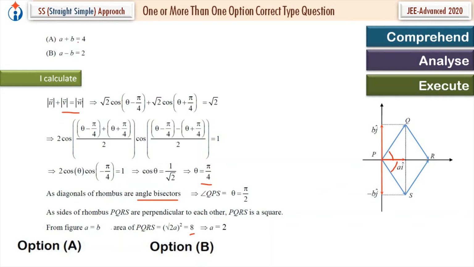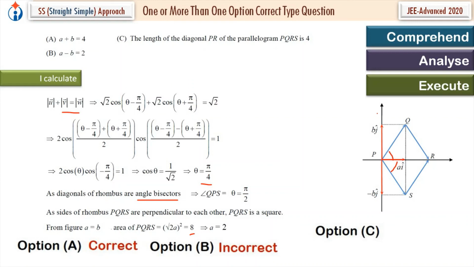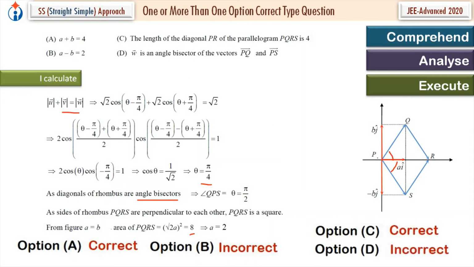So let's look at the options given. A plus B equal to 4, correct. A minus B equal to 2, incorrect. Option C, the length of the diagonal PR, which is 2 times A, is 4, correct. Option D, is W the angle bisector? No. This W vector is at angle pi by 4, and this is pi by 4, so actually W vector is here, parallel to PQ vector. So W vector is not the angle bisector. The angle bisector is along i cap. So option D, incorrect. Simple, basic approach, simple results, simple calculations.